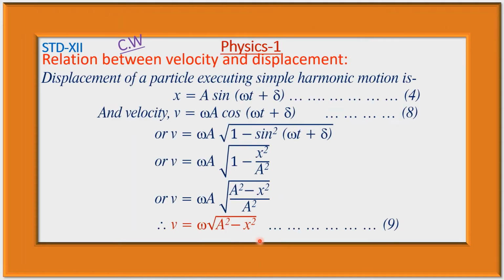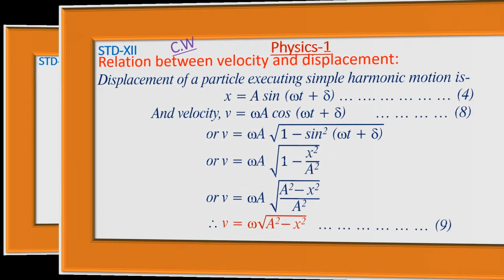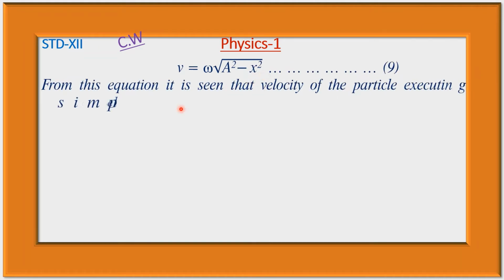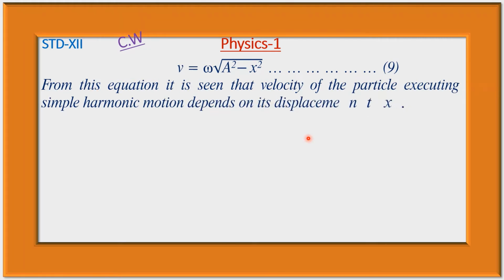This is the velocity of the particle executing simple harmonic motion. Here v is equal to omega root over a square minus x square. From this equation, it is seen that the velocity of the particle executing simple harmonic motion depends on its displacement x. That is, the velocity of the particle varies with displacement.